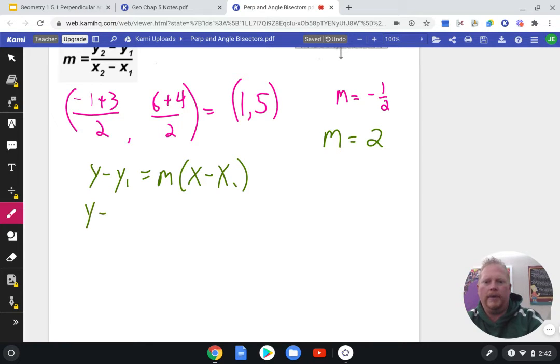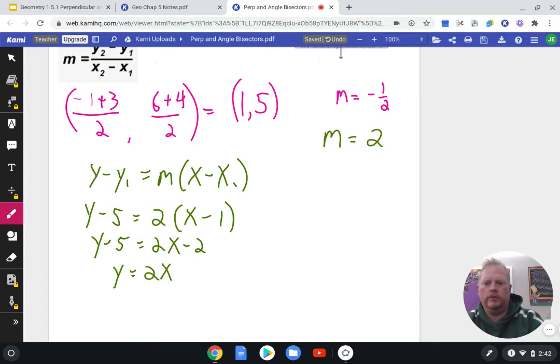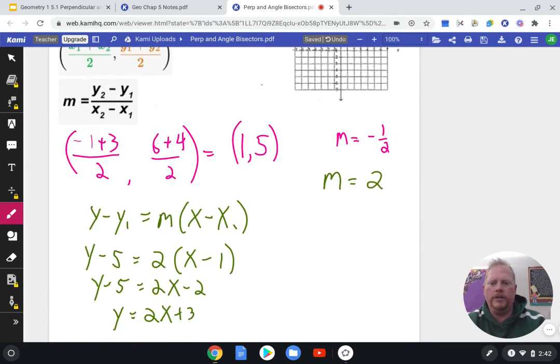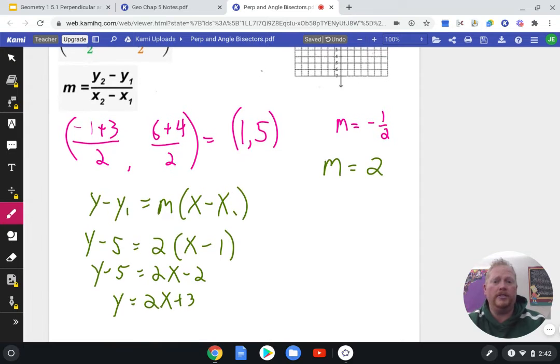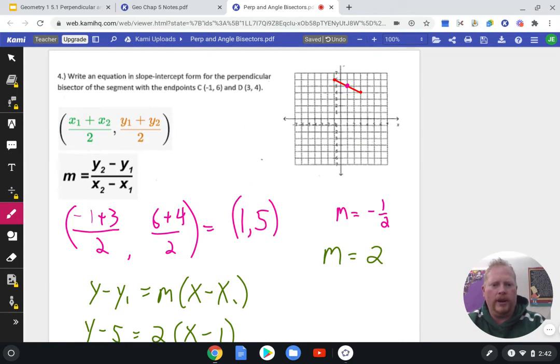So I get y minus 5 equals 2 times x minus 1. Distribute. Add 5 to both sides. So there's my equation, y equals 2x plus 3. I'll write that up here for reference.